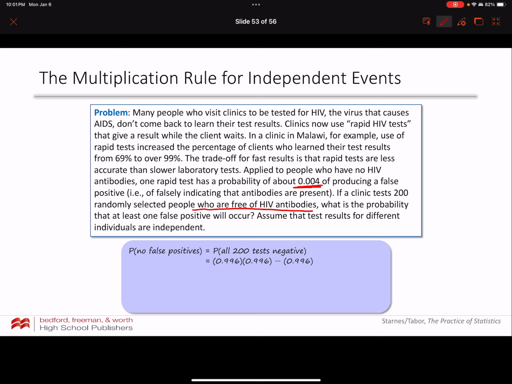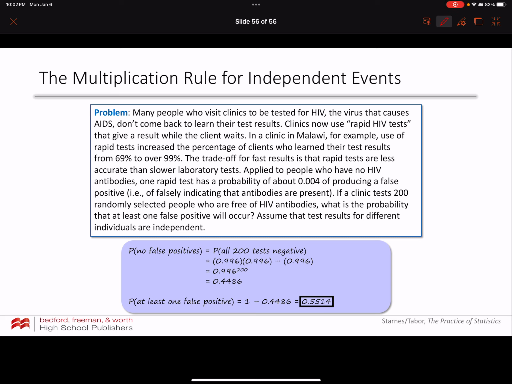So 1 minus that, 0.996, would be the probability of me going in without HIV and getting a test result that says I don't have HIV, right? So basically getting the correct test result. So it would be 0.996 to the 200th power, which is 0.4486. So the probability of no false positives is 0.4486. Therefore the probability of at least one false positive would be 1 minus that, which would be 55.14%.